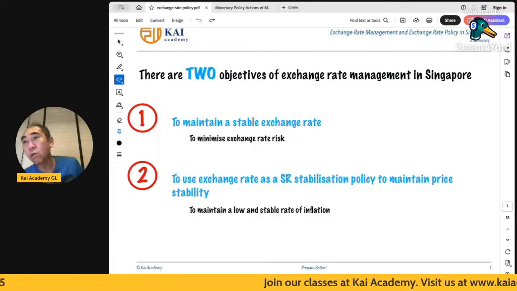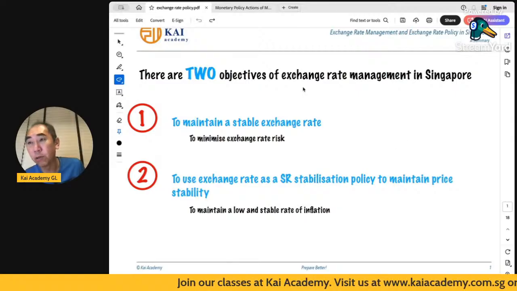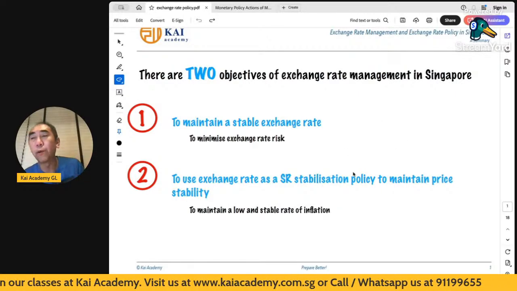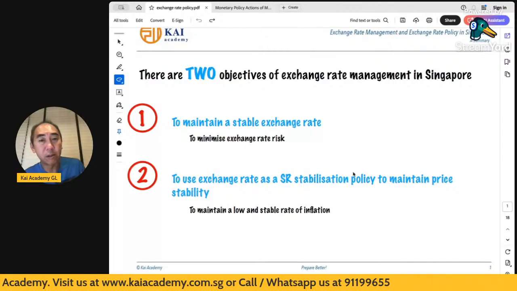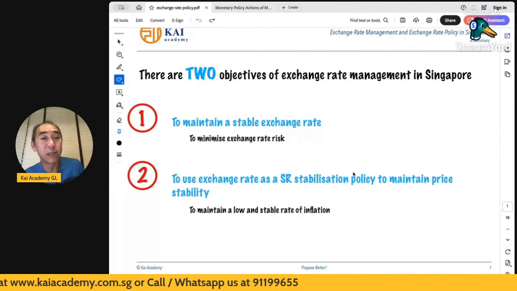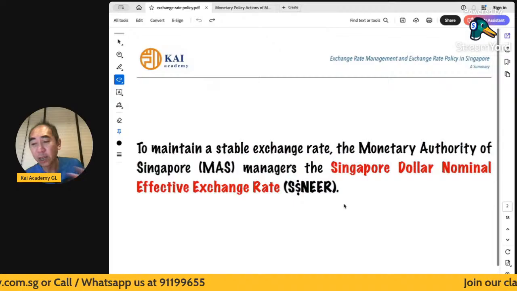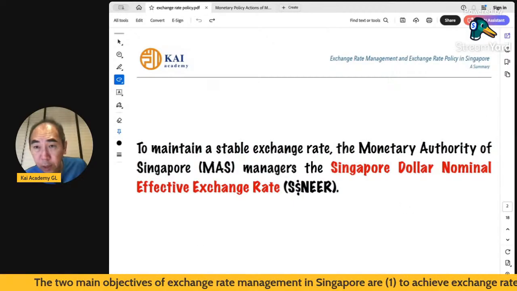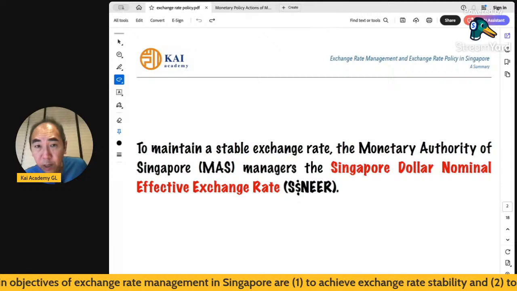All right, so the second goal of the exchange rate policy in Singapore is to deal with what we call price stability. So basically to achieve a low rate of inflation. So we're using Sing dollar appreciation as a way to manage inflation rate. So these are the two key goals. All right. So with that, let's move on to the next thing.